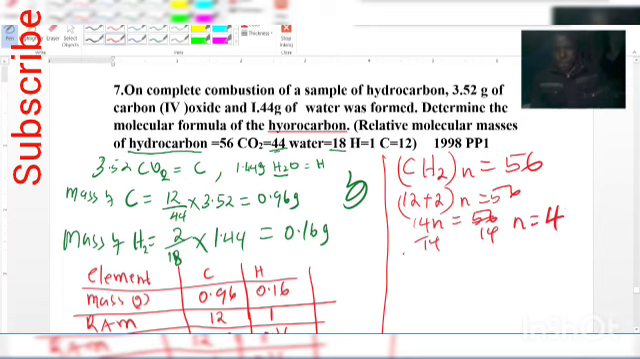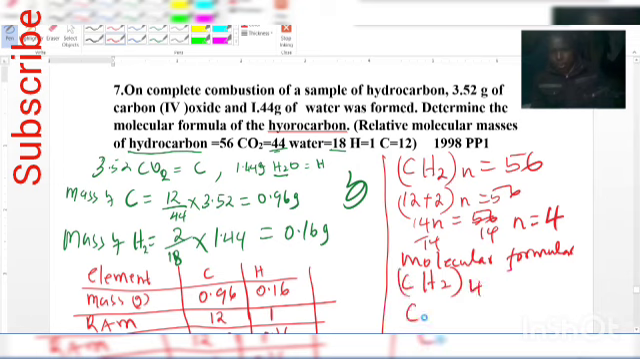Then the molecular formula will be CH2 times 4. And this one gives us C4H8. And that is the molecular formula.